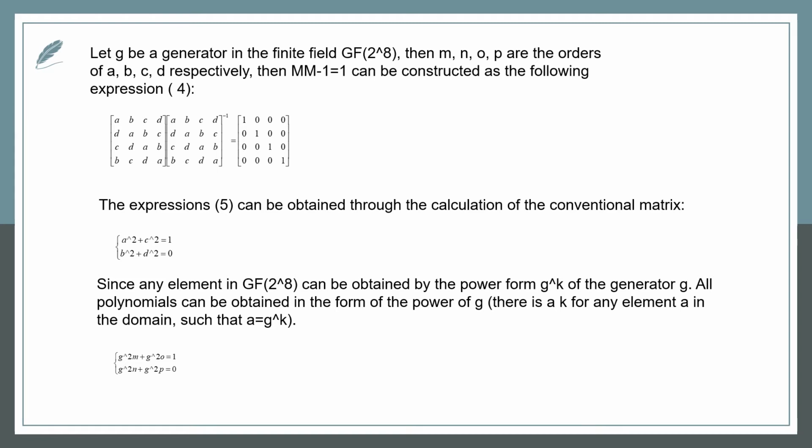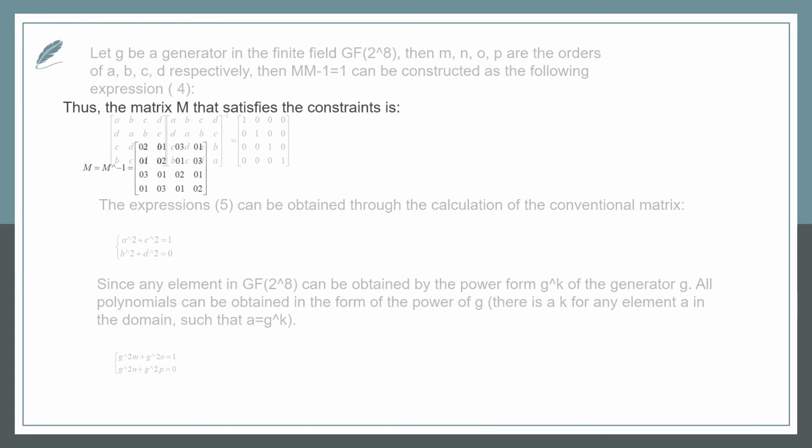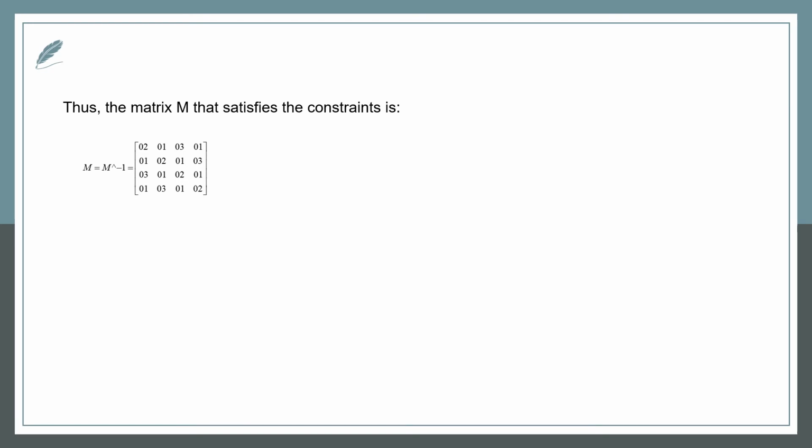Let G be a generator in the finite field. Then M, N, O, P are the orders of A, B, C, D, respectively. Then it can be constructed as the following expression. The expressions can be obtained through the calculations of the conventional matrix, and since any element in GF can be obtained by the power G^k of the generator G, all polynomials can be obtained in the form of the power of G. Then the matrix M that satisfies the constraints is M.